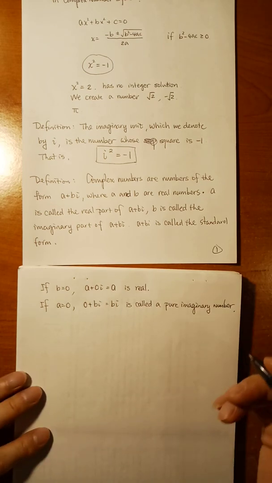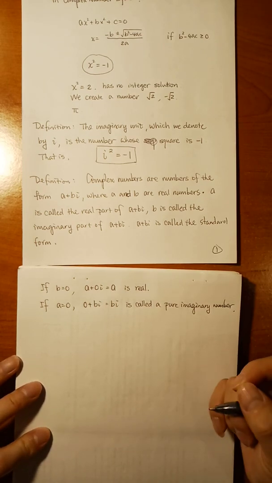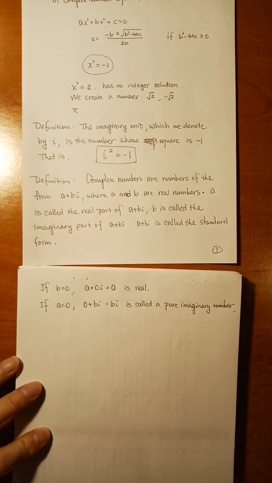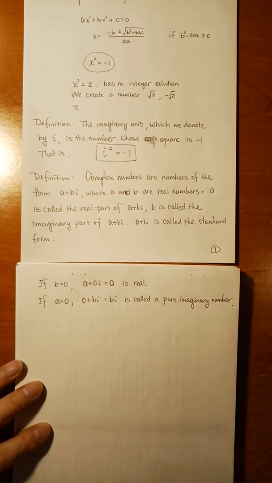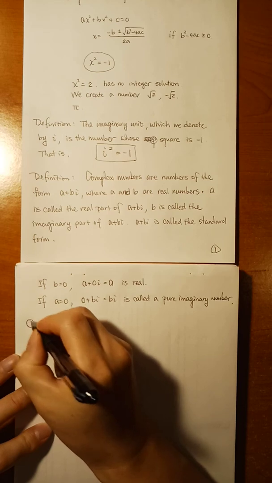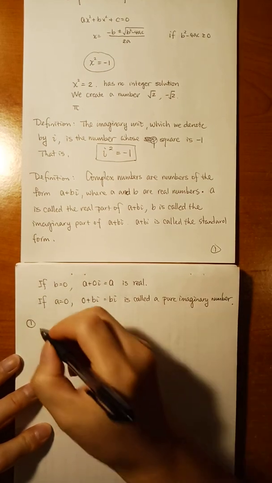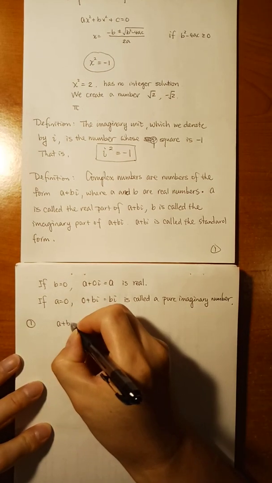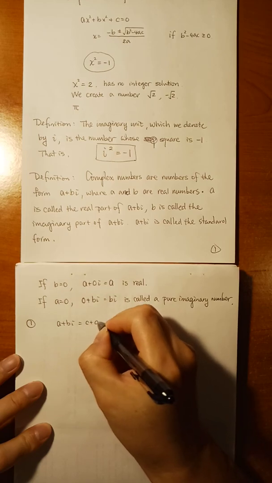Okay? So what are addition, subtraction, division, and multiplication? To do that, we need certain identification. So first, two complex numbers are equal.